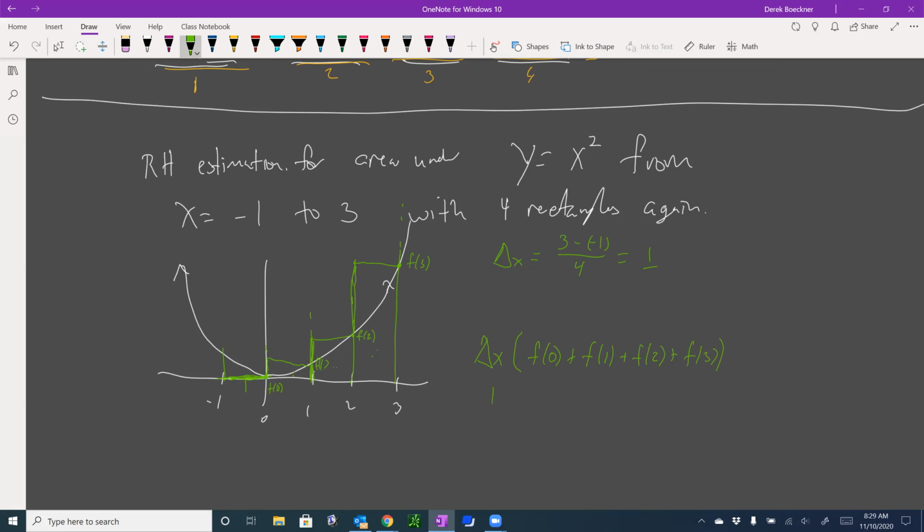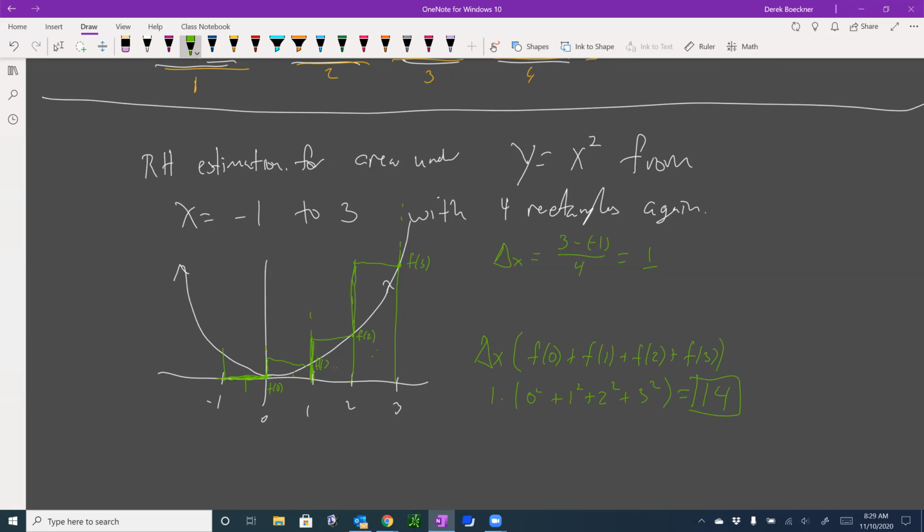So I'm going to take delta x, which is 1, times 0 squared plus 1 squared plus 2 squared plus 3 squared. And it's going to be 9 plus 4 plus 1, which is 14. So the right-hand estimate for this area is 14.